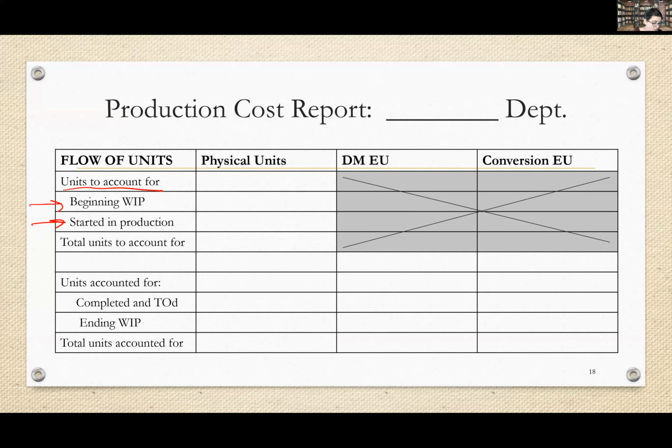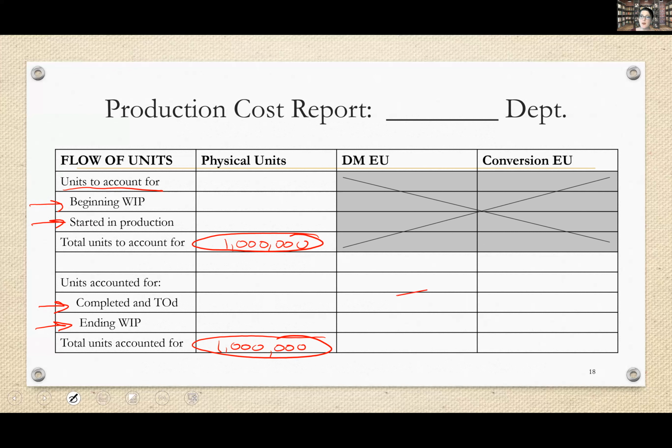So after we figure out how many total units we need to account for, then we're going to account for them. And that's where the bottom part, where we look at units accounted for, what was completed and transferred out? What did we finish? What's going to the next department? Then we'll look at what do we still have? What's still here in ending work in process? Right, and that will give us the total units accounted for. Now, this number here, the total units that we have to account for, and then the total units that we did account for, those should equal. So if this number up here is 1 million, so should this number be 1 million.